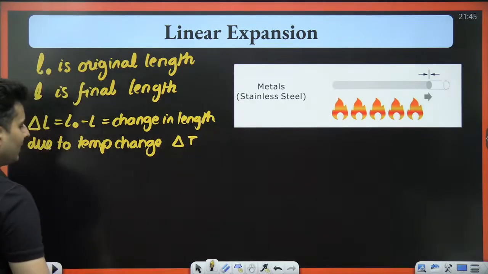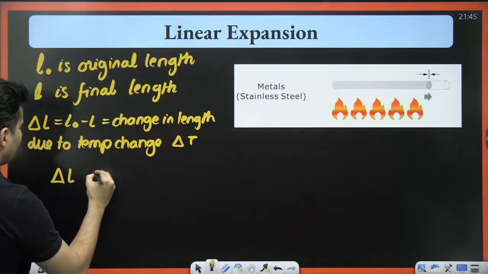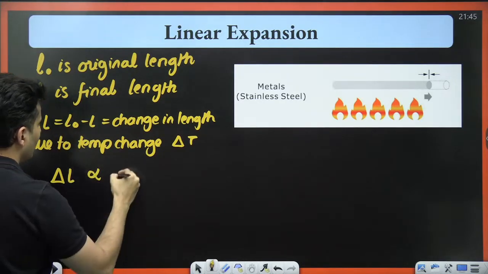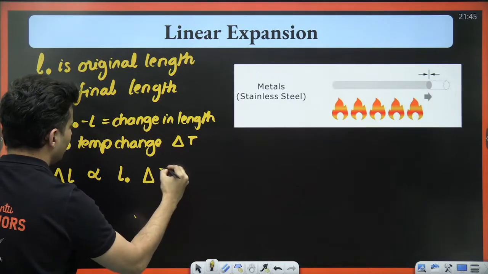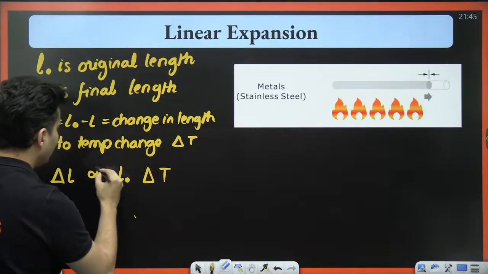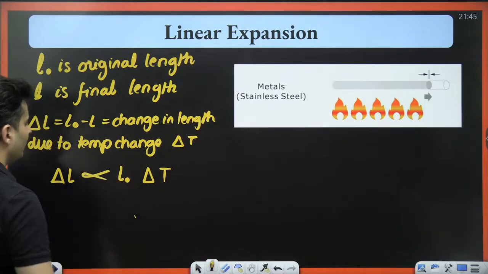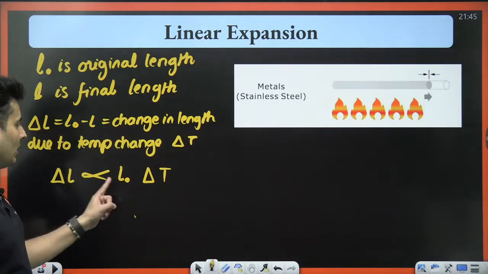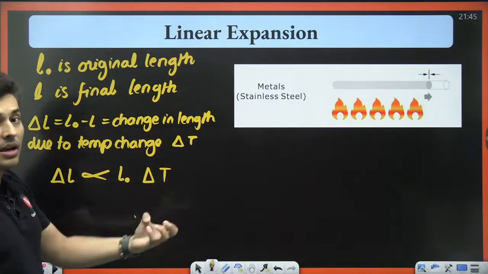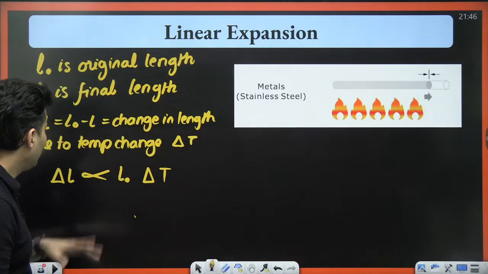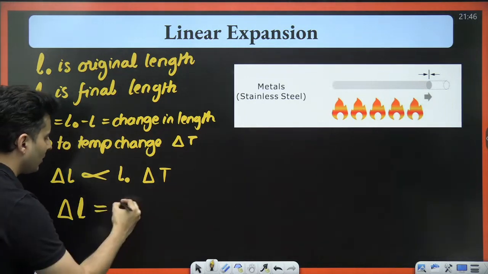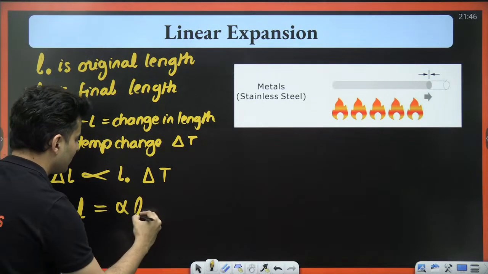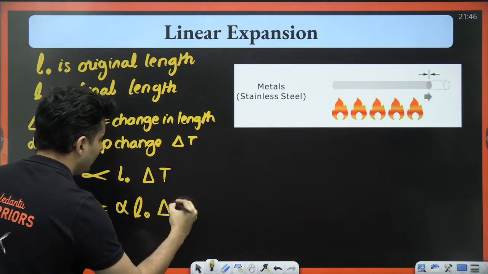Of delta T. It is found completely experimentally. The change of the length is directly proportional to the original length as well as to the change in temperature. I don't like proportionalities, I want constants. So I will replace it with a constant called alpha, and this will be L0 and delta T.